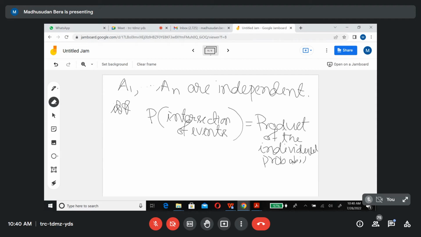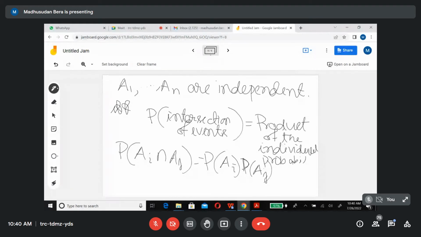Similarly, A2, A3, A2, A4, that way we will take. So if we take any two different events, the probability of their intersection is the product of their probabilities: P(Ai ∩ Aj) = P(Ai) P(Aj). Similarly, if we take three, Ai, Aj, Ak, it will be P(Ai) P(Aj) P(Ak). That way it will go.